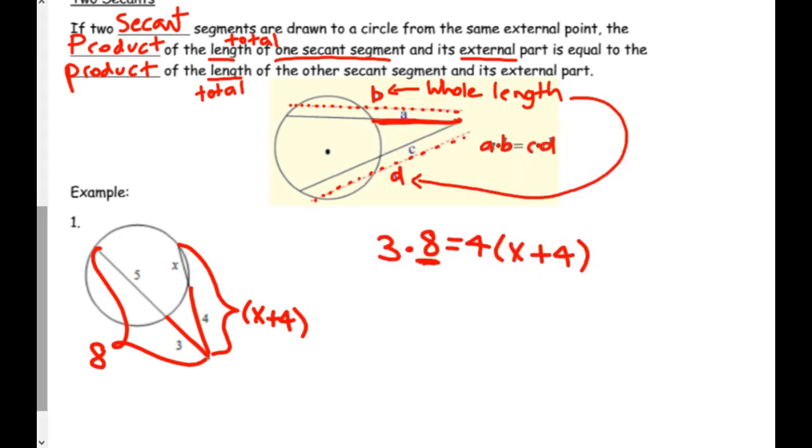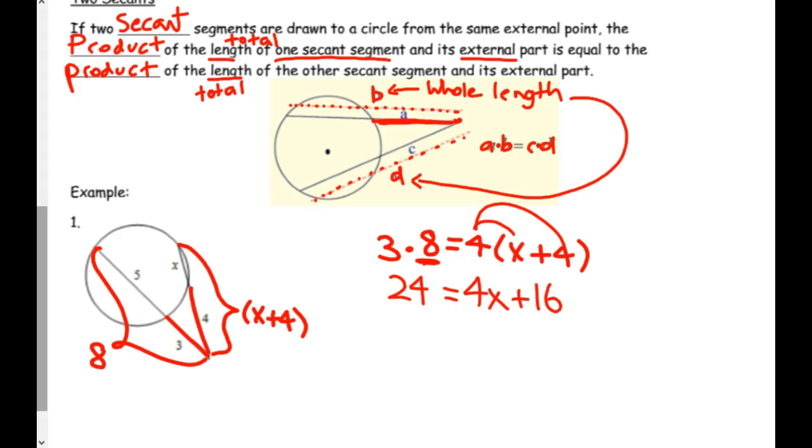Okay. So does everyone agree? I did outside times the whole thing equals outside times the whole thing. So what is 3 times 8? 24. Equals, now what do I do with a number outside of a parentheses? I'm going to multiply it, and it's called distribution. 4 times x is 4x. 4 times 4 is 16. It's positive, so plus 16.